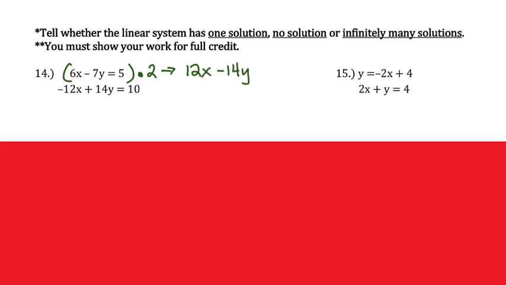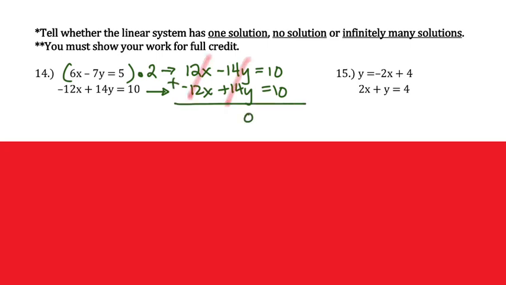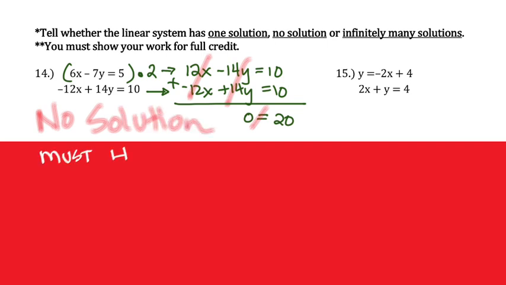If I get a common multiple, I'm just multiplying by 2 because 6 and 12 can become the same value. And I see with this that both x and y's eliminate when I go to add them up. But 10 plus 10 is 20. 0 does not equal 20, so I know that these are no solution.